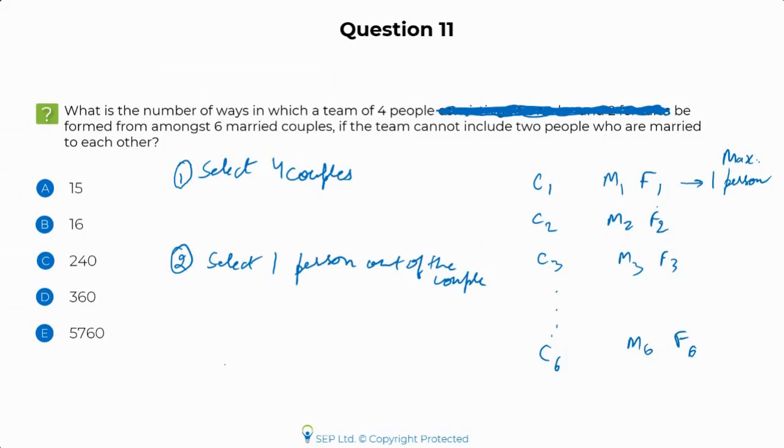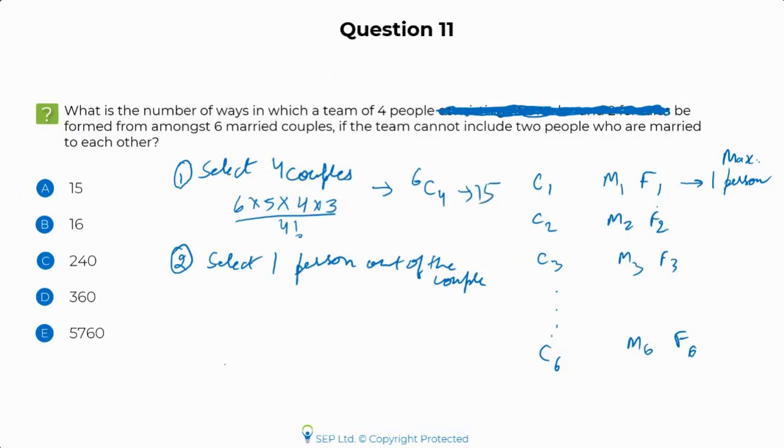Now, in how many ways can I select 4 couples? Out of 6, it can be done in 6C4 ways if you want to use the combination format. Otherwise, you can do it without combination: the first couple can be chosen in 6 ways, second 5 ways, third 4 ways, and the fourth in 3 ways. But since you are choosing 4 of them, you are basically arranging, so you divide by 4 factorial. You can do it either way, and in both cases you will end up with the same thing. 6C4 is nothing but 15.